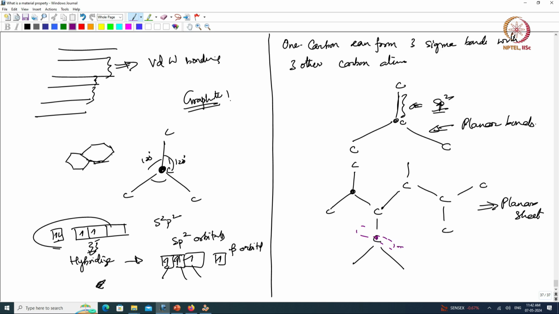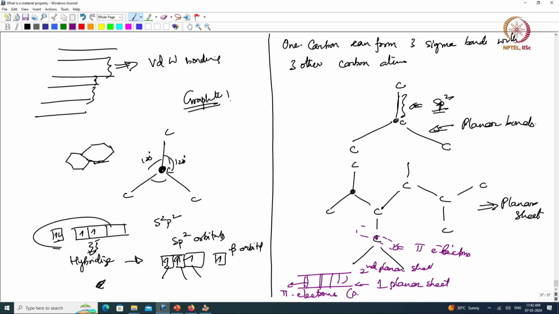So there is some sort of a pi electron. The electrons in these p orbitals are what are called pi electrons. These pi electrons bond between two different layers. This is one planar sheet of carbon. If I look at the cross section, this is a second planar sheet, and the bonding between these two planes is because of pi electrons, or your p orbitals. It is weak bonding.